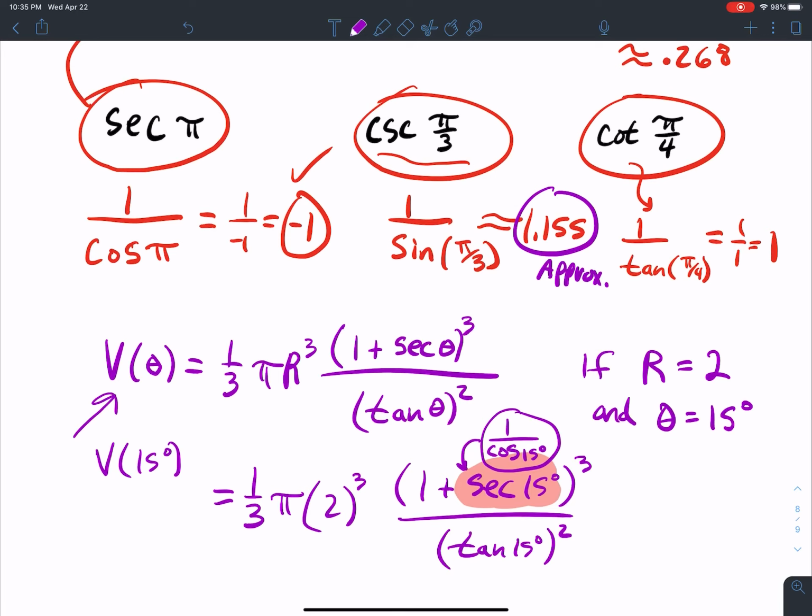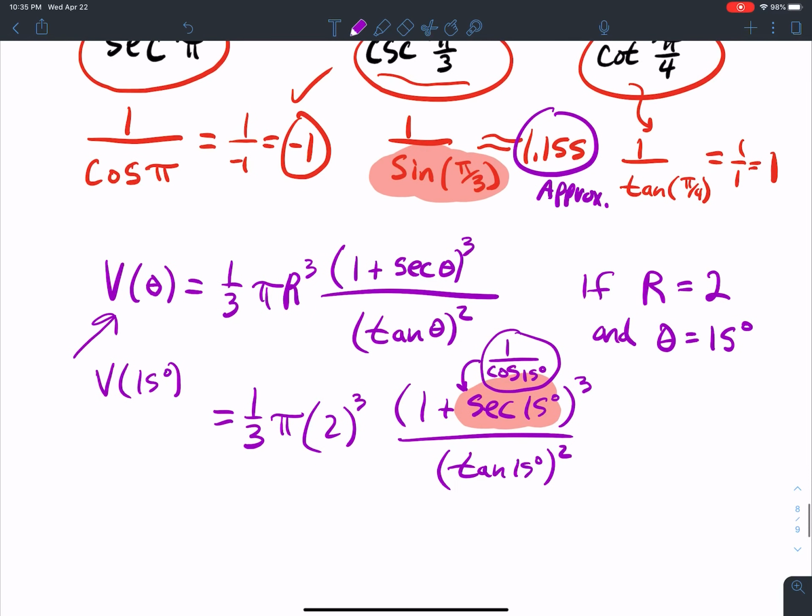The sine of pi over 3, you think about pi over 3, that's a 60 degree angle, right? So when you're looking at your little triangle, that's your 60 degree angle. Square root 3 over 2, 1/2, and 1. The sine of pi over 3, that's square root 3 over 2. So 1 divided by square root 3 over 2, that's 2 over square root 3, which, if you rationalize, is 2 square root 3 over 3.